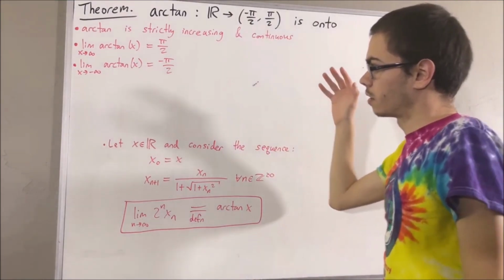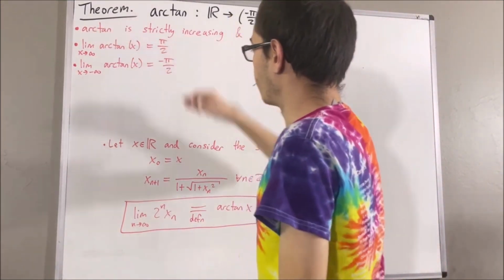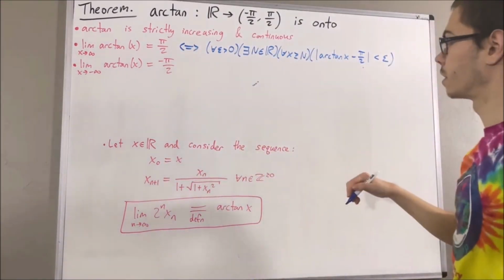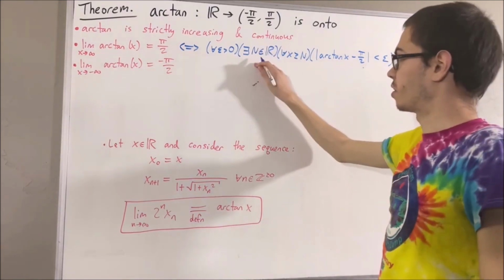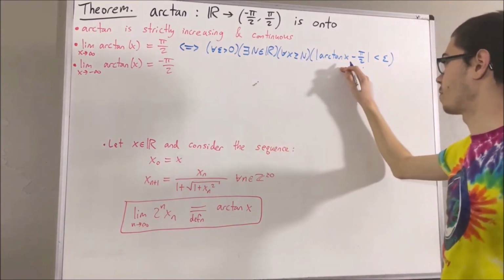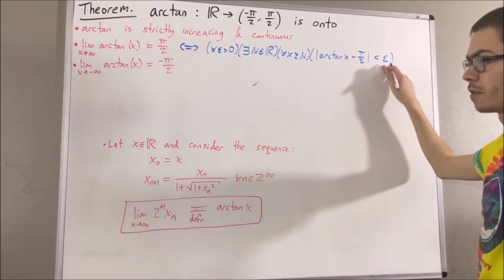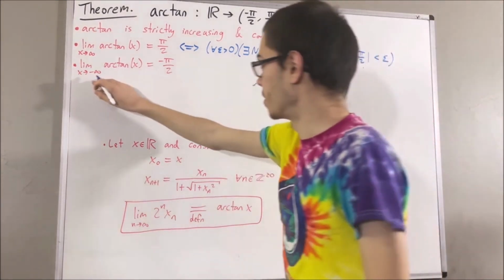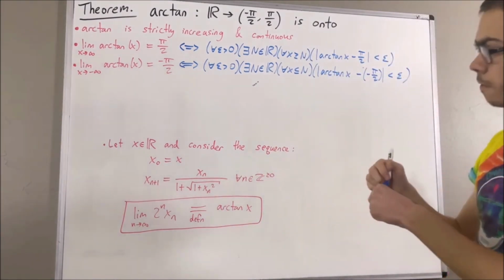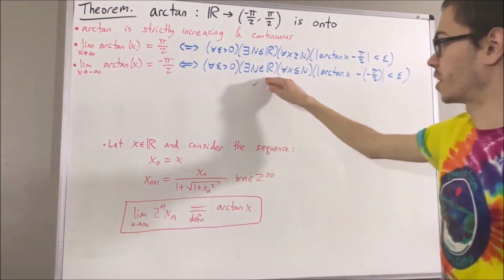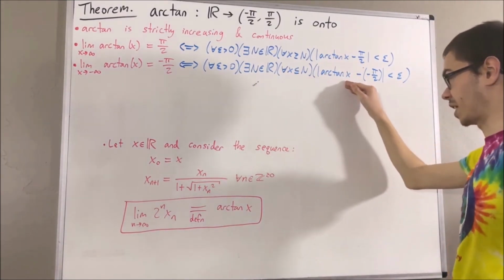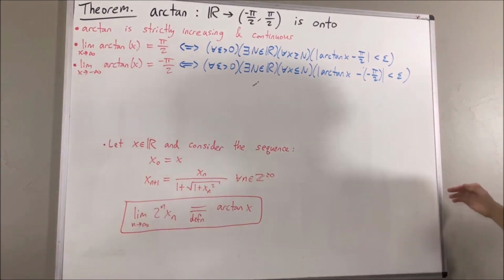Now, by definition, this limit means the following. It means for every epsilon greater than 0, there exists a real number capital N, such that for all x greater than or equal to capital N, the absolute value of arctangent of x minus pi over 2 is less than epsilon. And also, by definition, this limit means the following. It means for every epsilon greater than 0, there exists a real number capital N, such that for all x less than or equal to capital N, the absolute value of arctangent of x minus negative pi over 2 is less than epsilon.